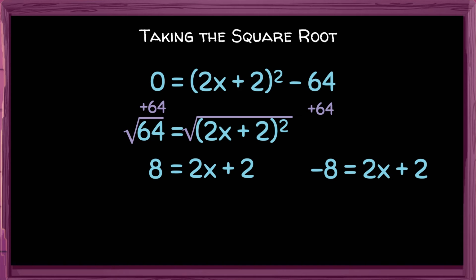The first equation is 2x plus 2 equals positive 8. We solve it the usual way. Subtract 2 from both sides, then divide by 2. We get x equals 3. That's our first answer, x equals 3.